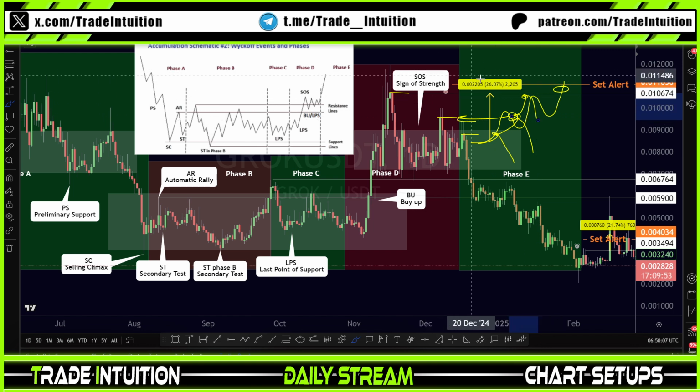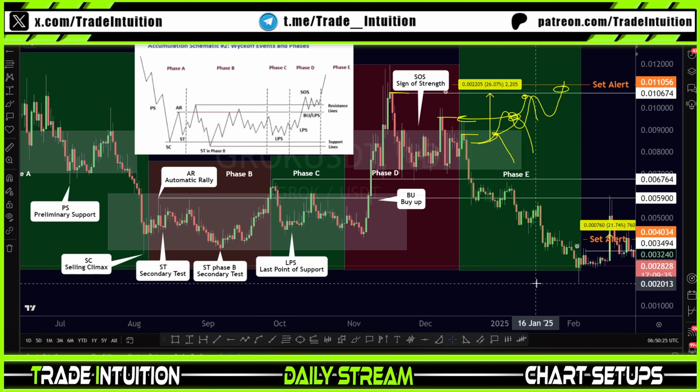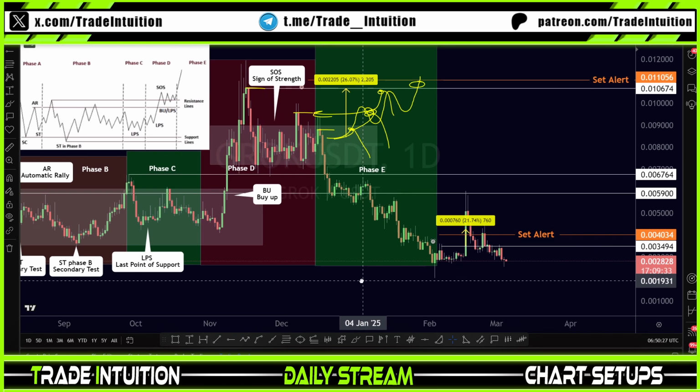Now, with this all being said, it is extremely important to understand that even though there are different schematics for the Wyckoff theory, trust your levels. You must trust your levels. Now let's go and look and see just what happened.